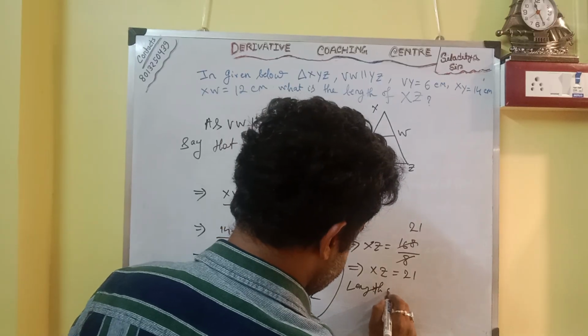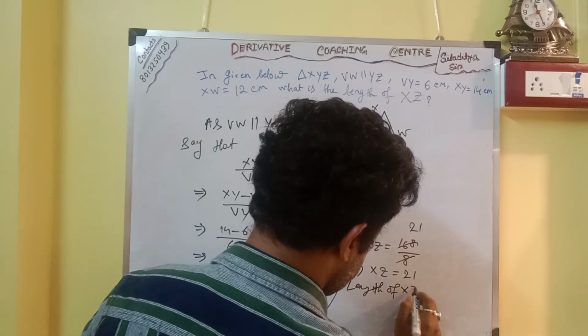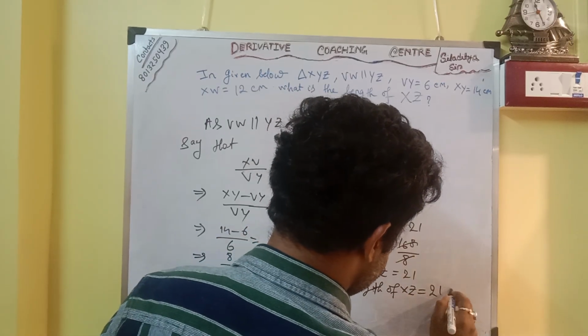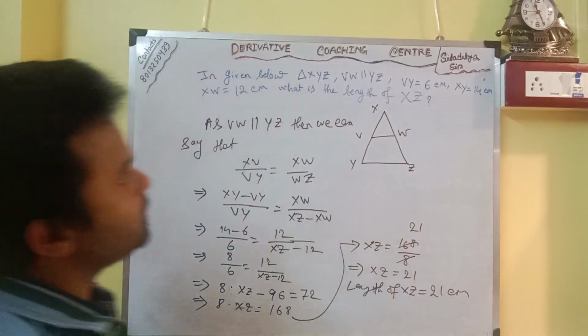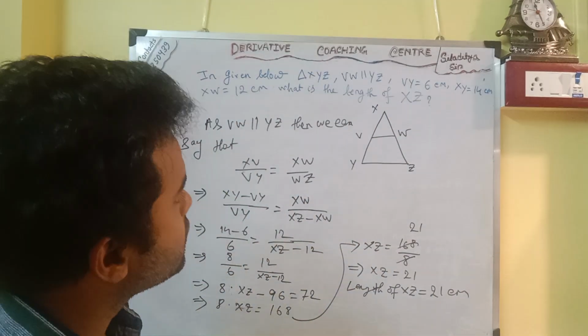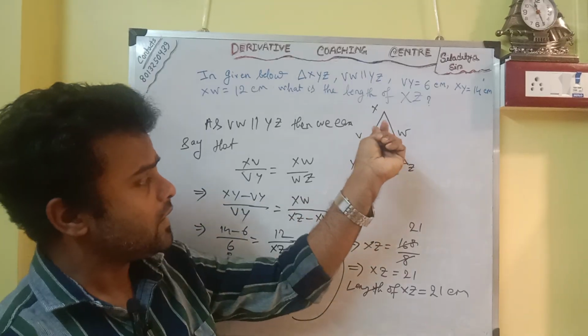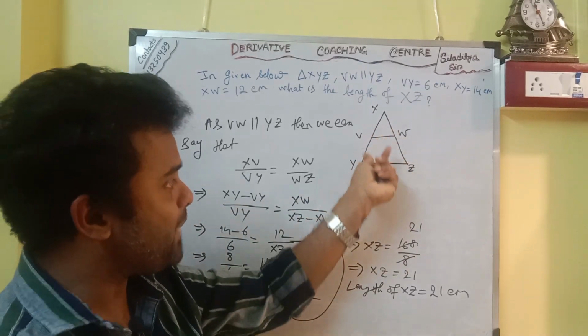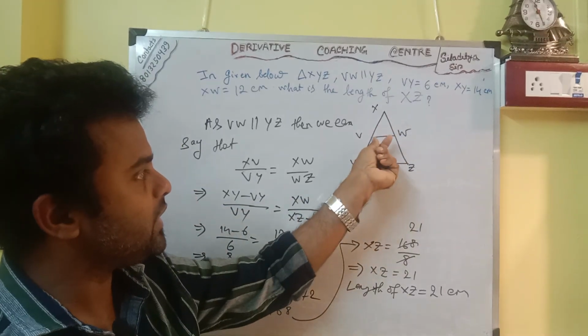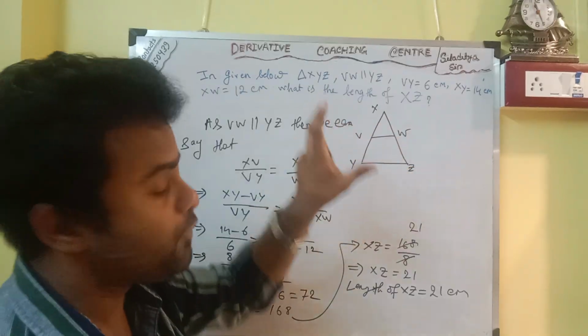So the length of XZ equals 21 centimeters. So thus we can solve this kind of problem. The main concept is, if a straight line of a triangle is parallel to any side, then this straight line divides the other two sides proportionally.